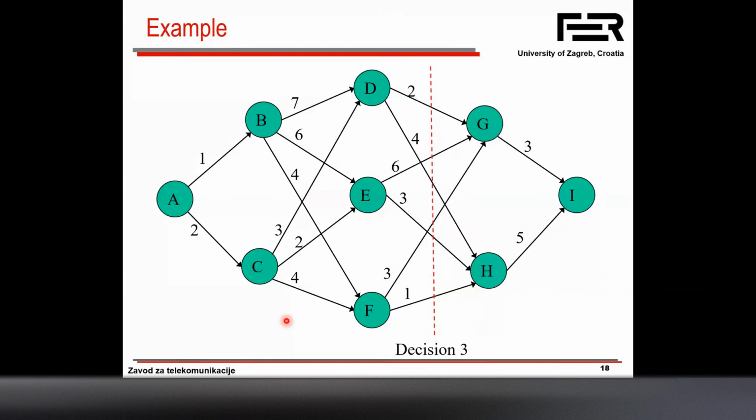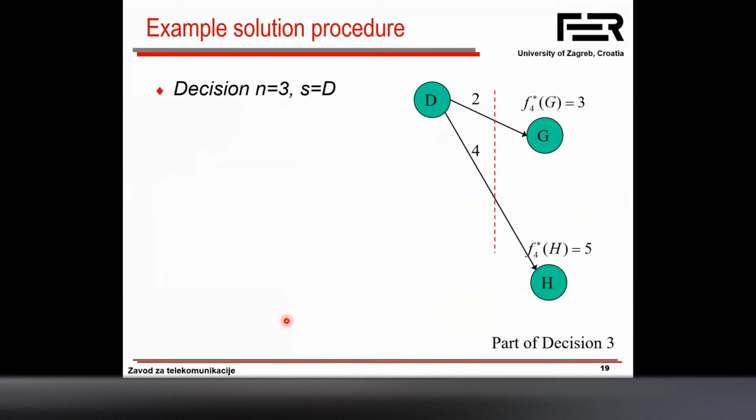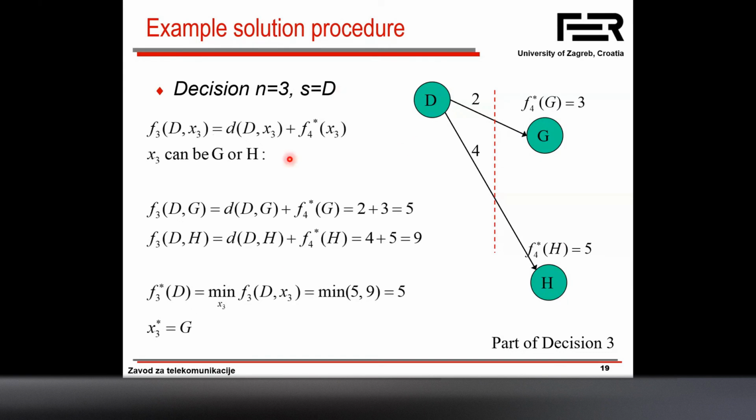Okay, now if we go back one step, now we're in decision 3. To get to G it's going to cost 2. To get to H, it's going to cost us 4. So that's part of decision 3. Again, I'm not going to go through all of these, but what we know is that if I go from D to G, it's going to be this distance, so this 2, plus I already previously calculated the best way to get from G to I, which was 3. That way we calculated that in the previous step. If I go via H, then that's going to be this 4 plus the 5 that I had already calculated. So I'm trying to find now the minimum of those two. Is it going to be this 2 plus 3 or 4 plus 5?